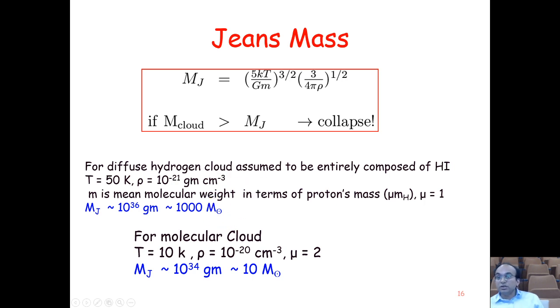So if it is a molecular cloud, the temperature is lower, 10 degrees Kelvin, density is again 10 to the minus 22, with mean molecular weight equal to 2. So it is approximately 10 solar masses. So we need to have that minimum mass to collapse a cloud.